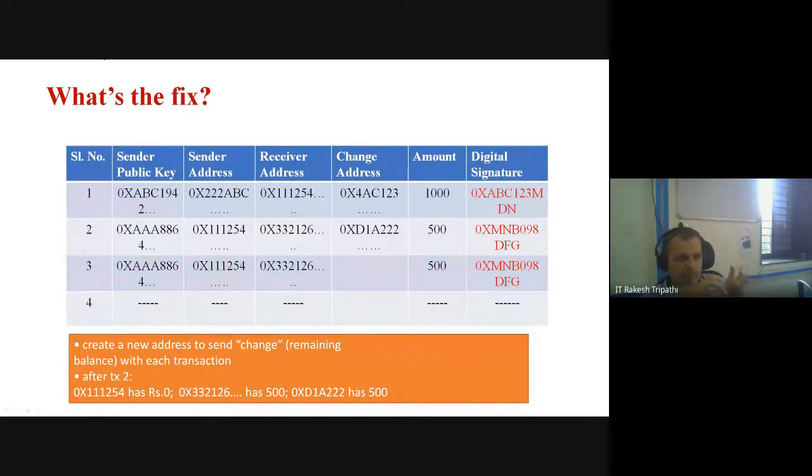In Bitcoin, what happened? That ID, that coin, was completely destroyed. That serial number coin was completely destroyed and new coins were created. Okay.